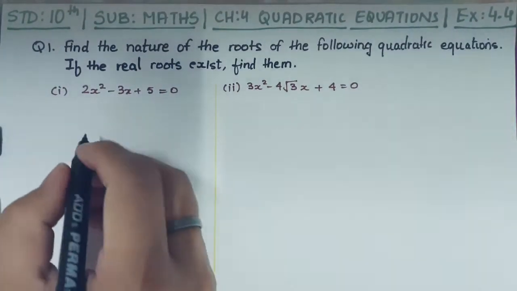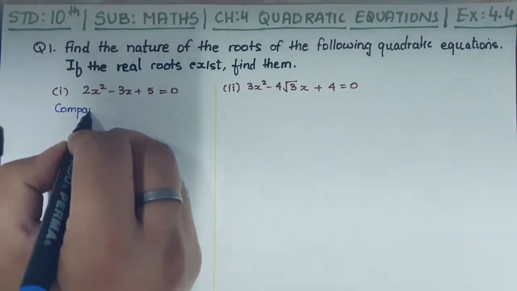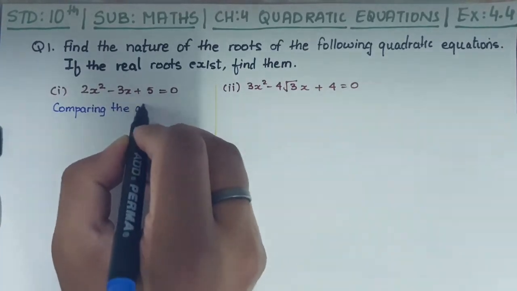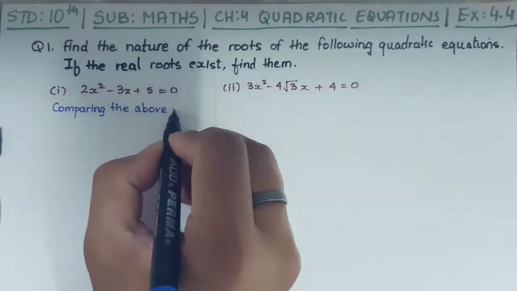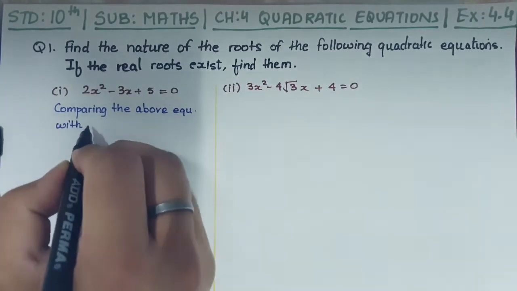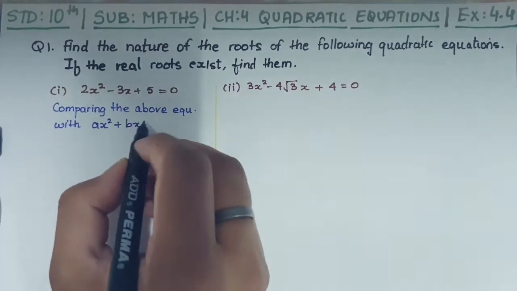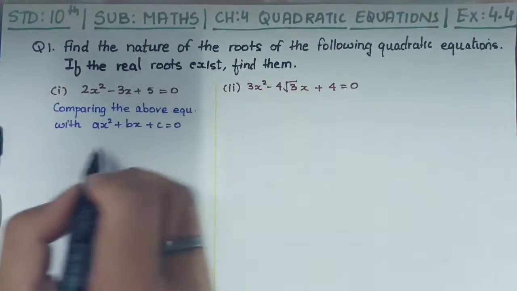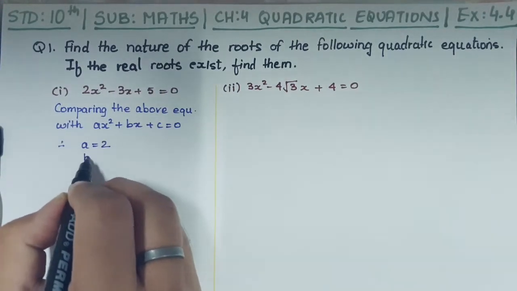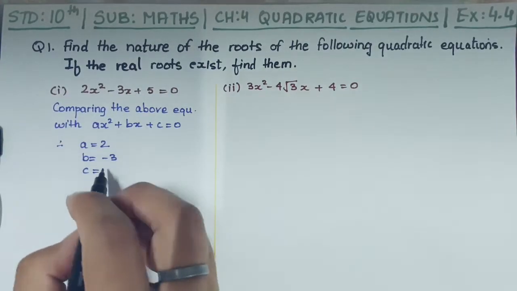So we need to compare the above equation with our standard equation, that is ax square plus bx plus c equals to 0. Therefore, a is 2, b is minus 3 and c is 5.